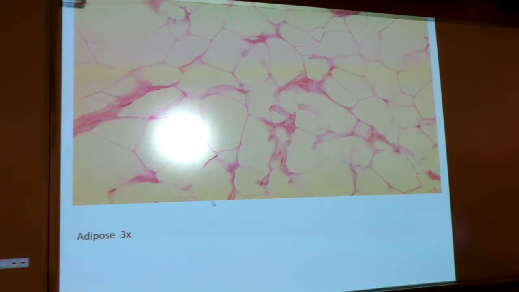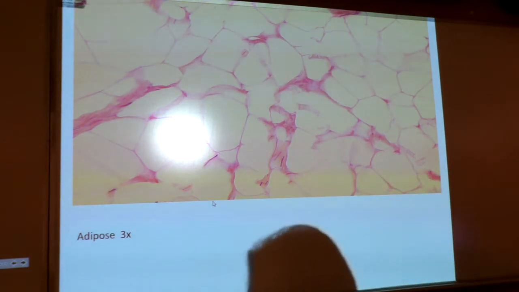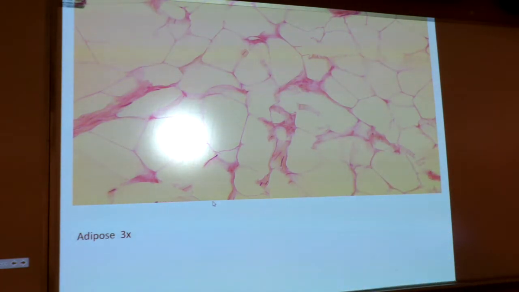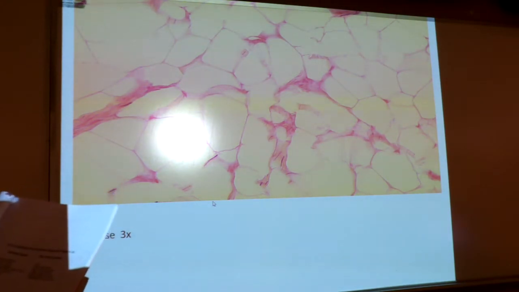Adipose. Adipose is another name for fat. So this is a type of connective tissue that is found all in and around your body. But according to the book, they're going to use the word epiglottis. Epiglottis is that little punching bag that you see down in your throat.